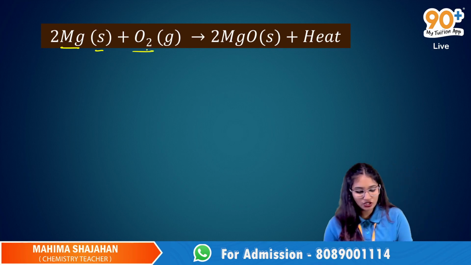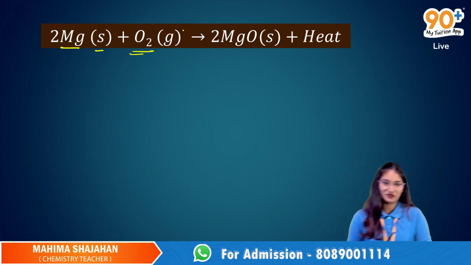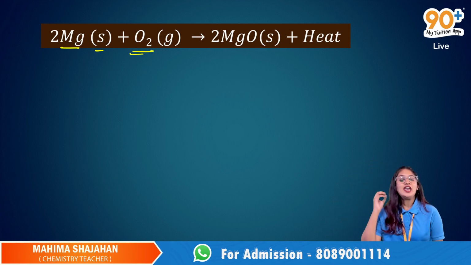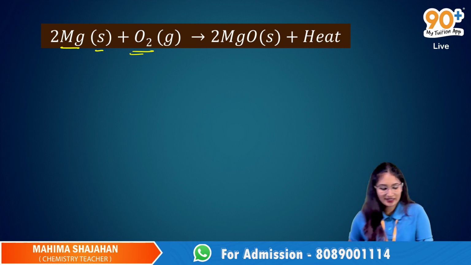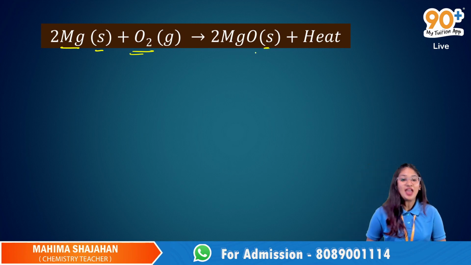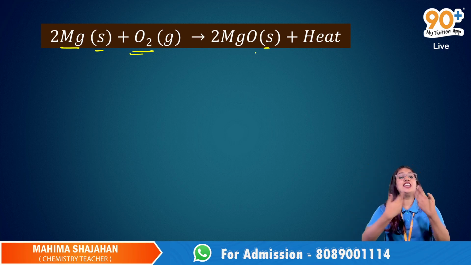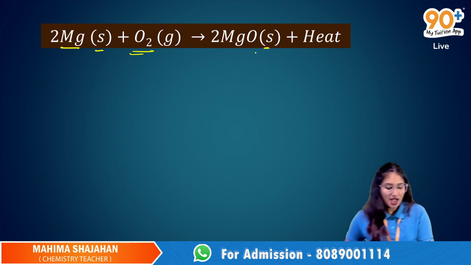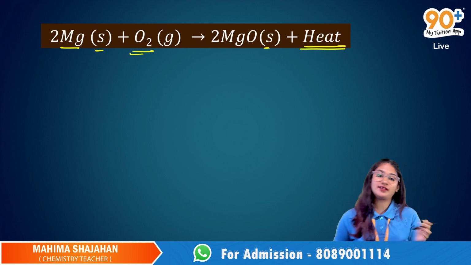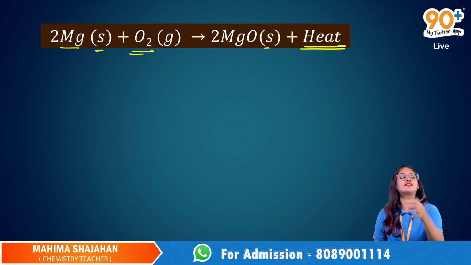Now, oxygen, it is a gas, right? I'm going to bracket it with G. Okay? Yes, it reacts with it. MgO is a powder. It is a solid. So that is given as a bracket here, S. And in this process, heat is released. Okay? Heat is released. Plus heat. That means in this reaction, heat is released.